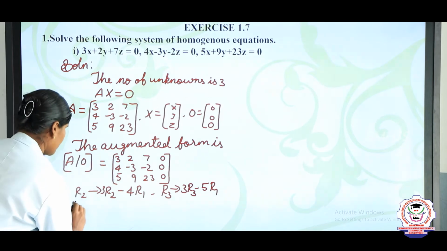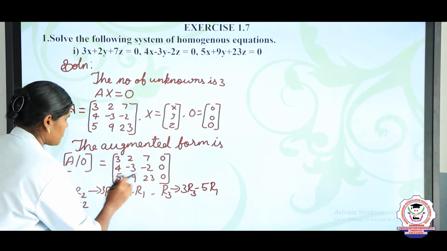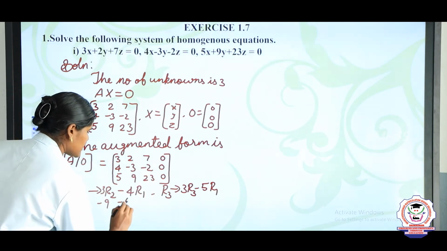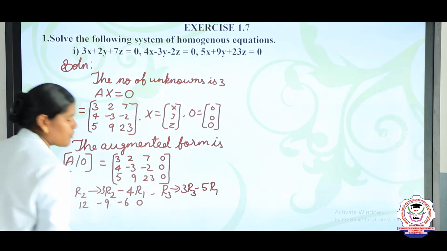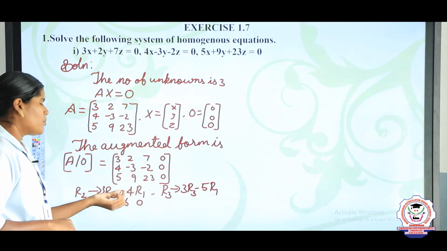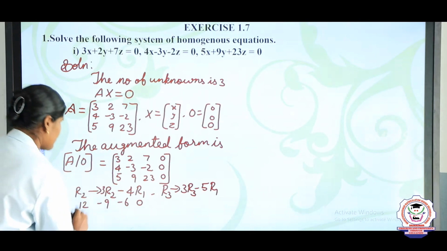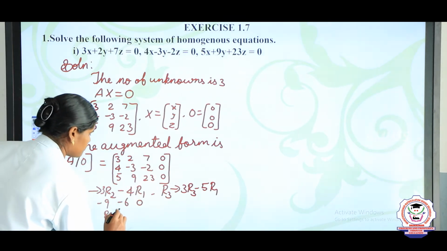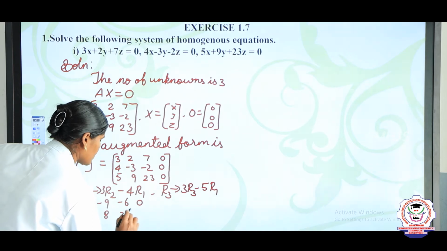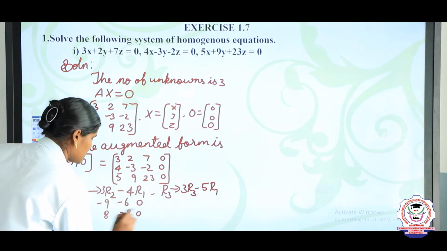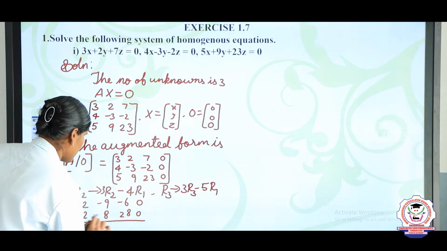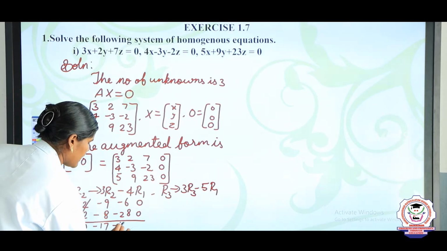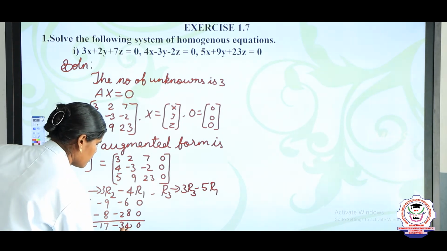So, the answers are, I am going to multiply this R2 with 3. So, 4 3s are 12 and 3 3s are minus 9, 3 2s are minus 6, 0 into 3 will be 0. Okay. And first row multiplied by 4 means we get 4 3s are 12, 4 2s are 8, 4 7s are 28 and 4 into 0 will be 0. So, subtract these terms, then we get 0, minus 17, minus 34 and 0.